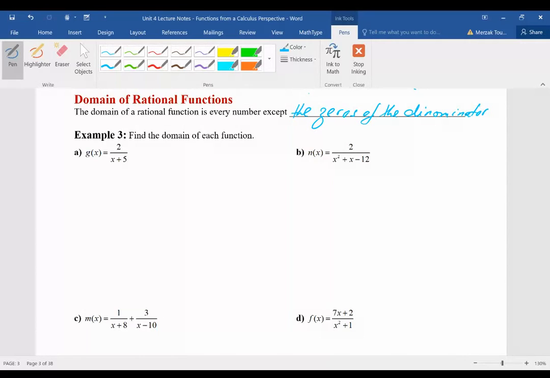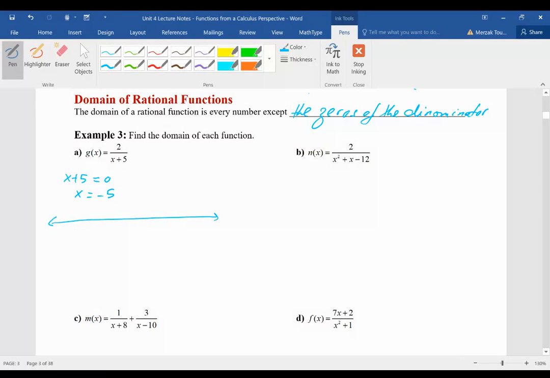So looking at example 3a, x plus 5 is equal to 0 if x equals negative 5. So because the denominator equals 0 when x equals negative 5, then negative 5 must not be an element of the domain of this function. So we're going to write the interval notation for it.